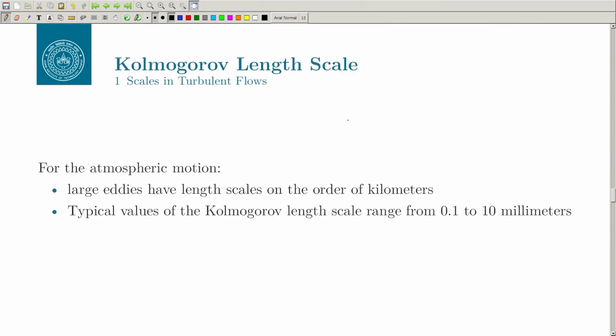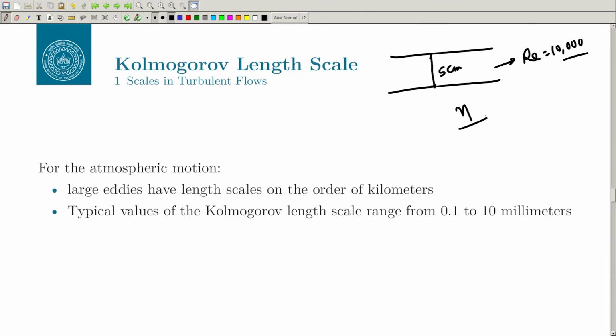Before we go to the atmospheric motion mentioned here, let us think of a pipe flow, and let us say the diameter of the pipe is around 5 centimeter, and take a very moderate Reynolds number, Re equal to 10,000. If you want to resolve in one dimension, eta by L would be Re to the power minus 3 by 4, which is 1 by Re to the power 3 by 4, with Re equal to 10 to the power 4.